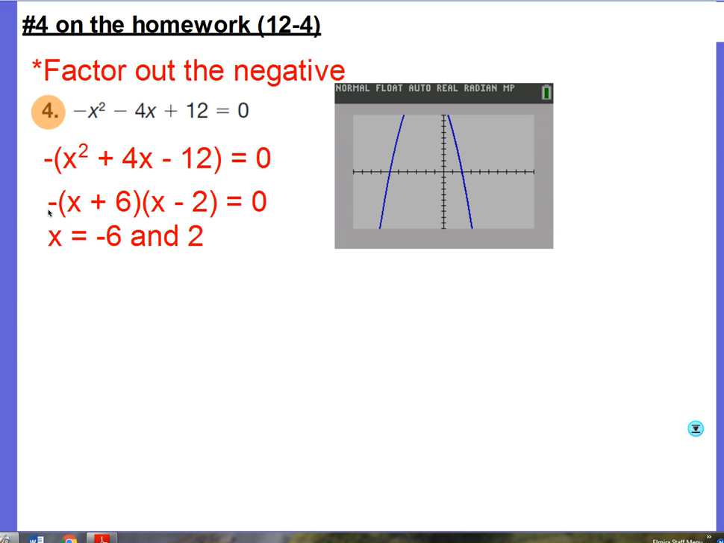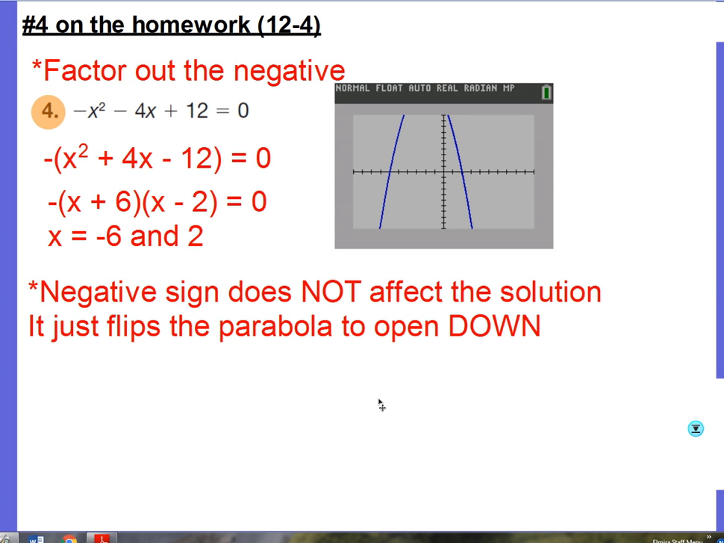Okay, remember, the negative sign does not influence my solutions. The negative sign does not affect the solution. It just flips the parabola to open down. The solutions would still be -6 and +2 if we put that quadratic in instead. It would just be a quadratic facing the other way. So again, you only get this homework question if you watch the YouTube video.